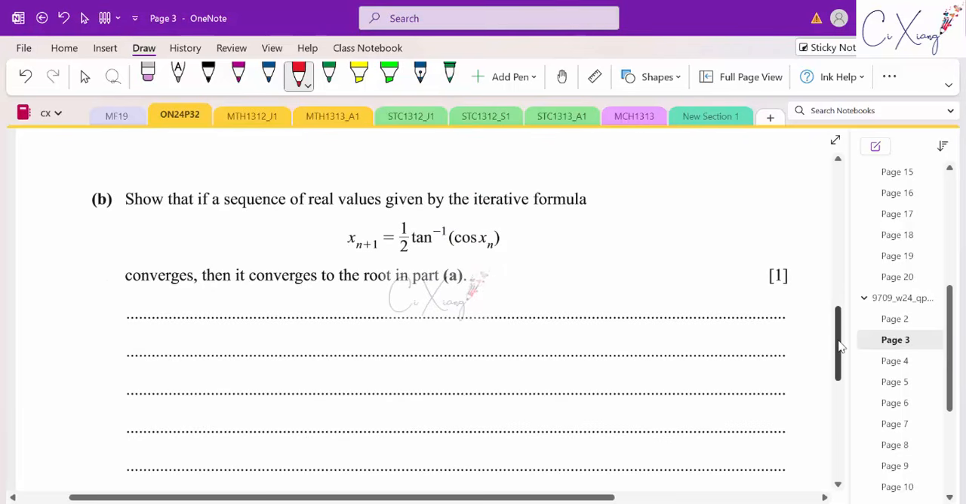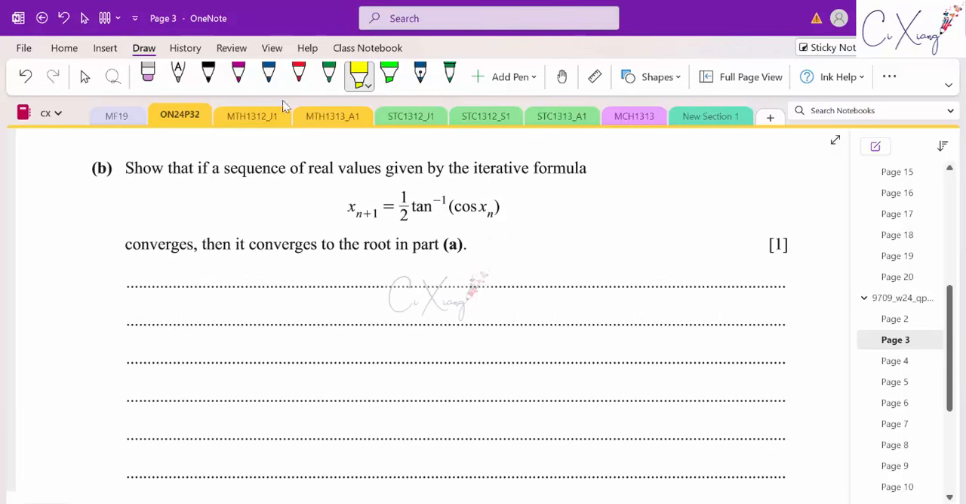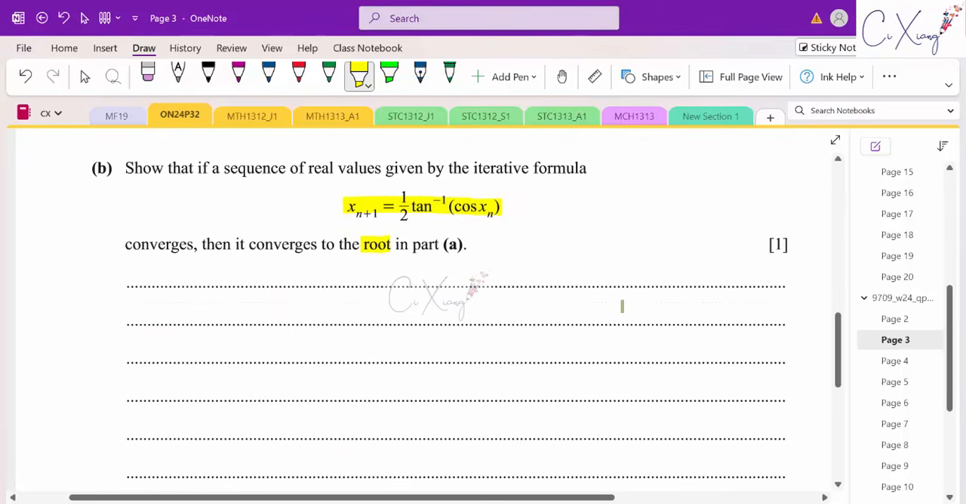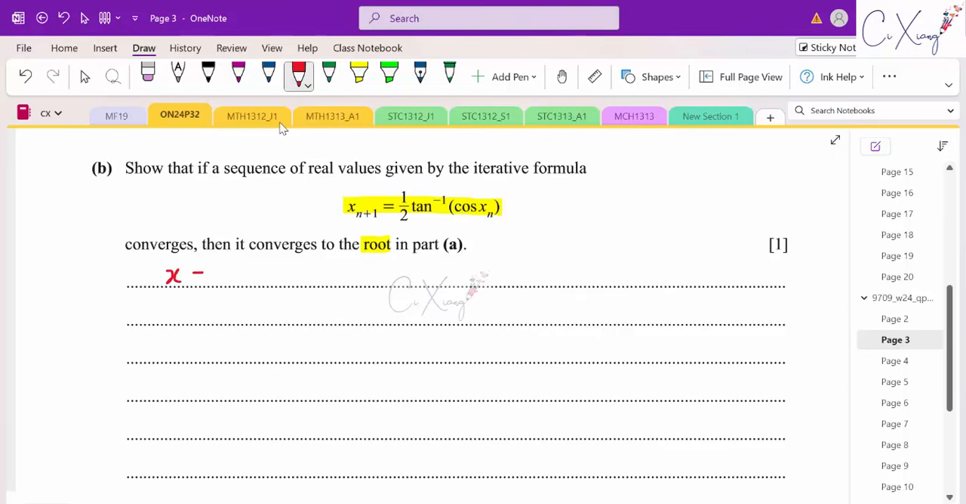For part B, they want you to show that a sequence of real values given by the iterative formula converges to the root in part A. So you just need to rephrase this iterative formula and make sure that you can get back the original formula in part A. Then that means it is an iterative formula that can give us the root. So I start from the iterative formula, x equals half tangent inverse cos x. I try to rephrase everything here. So 2x equals tangent inverse cos x.